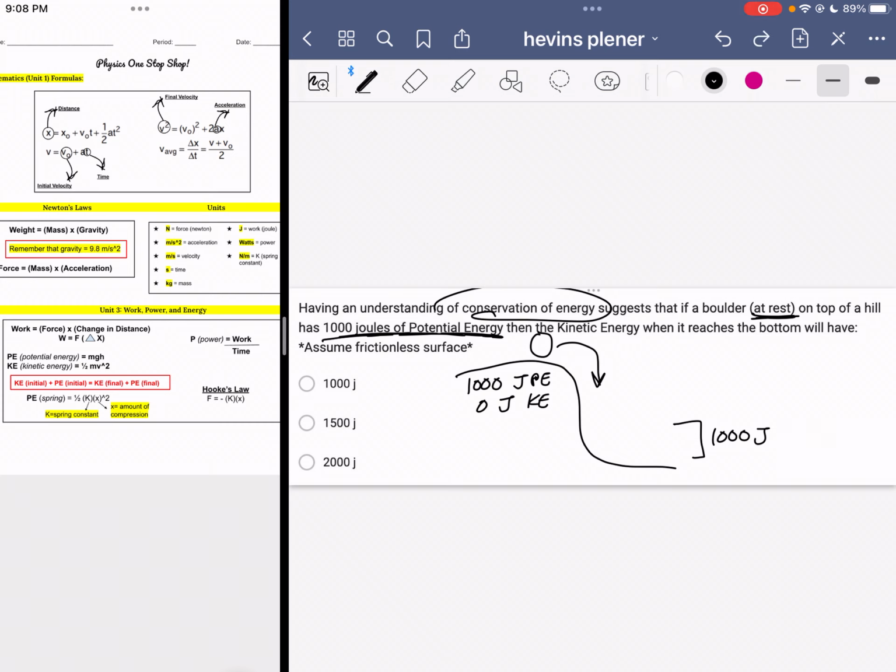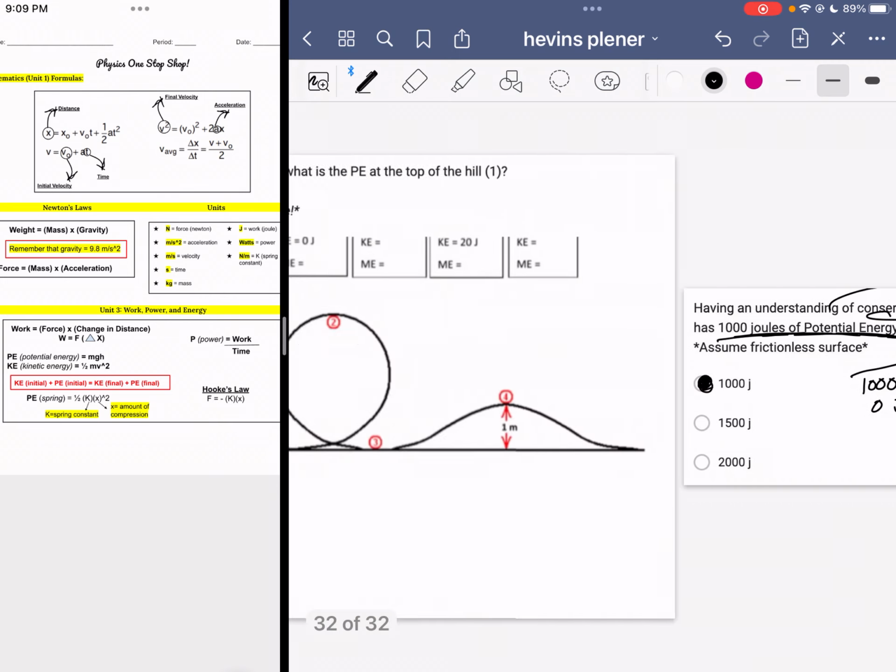Because at the end, we're moving, and all the potential energy has been used in the transition from going down the hill. So it'd be 1,000 joules of kinetic energy and 0 joules of potential energy. So then it'd be like this. All right, let's move on.